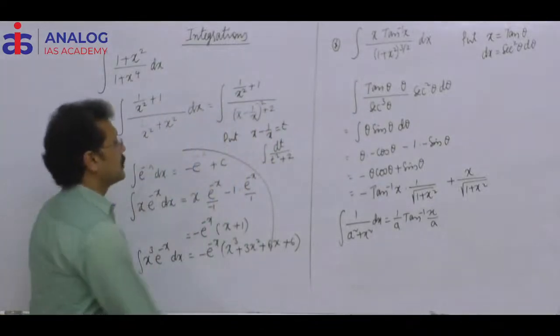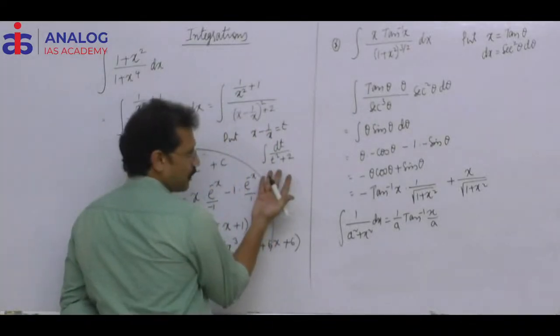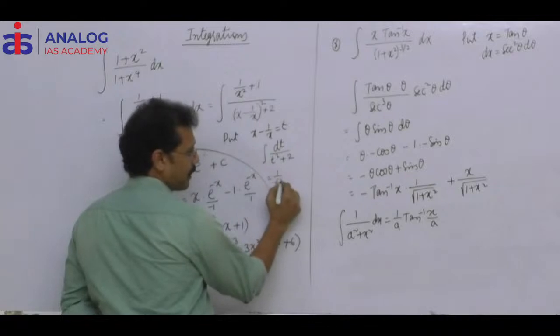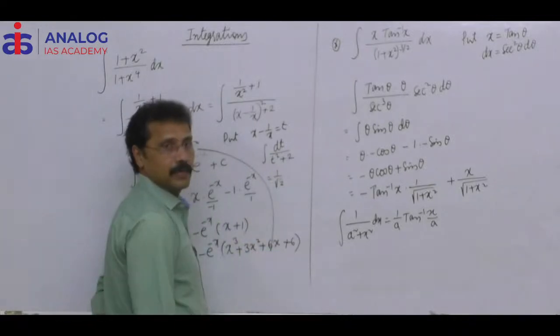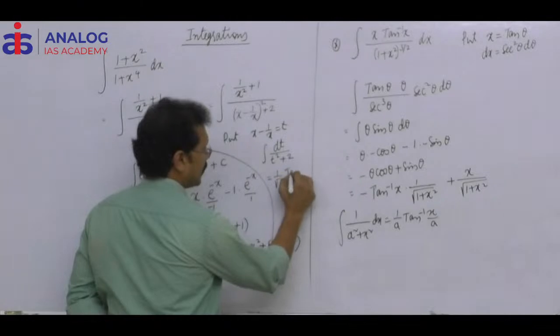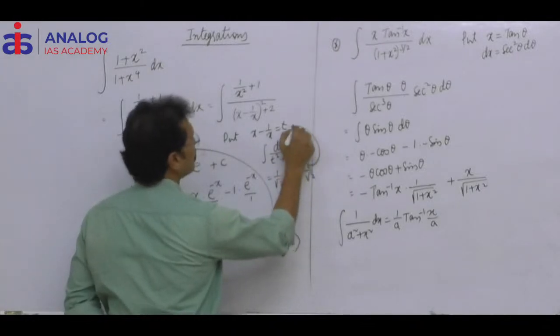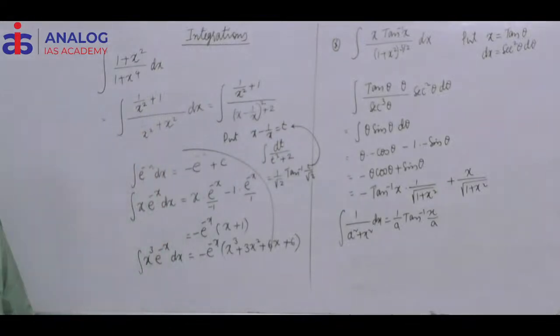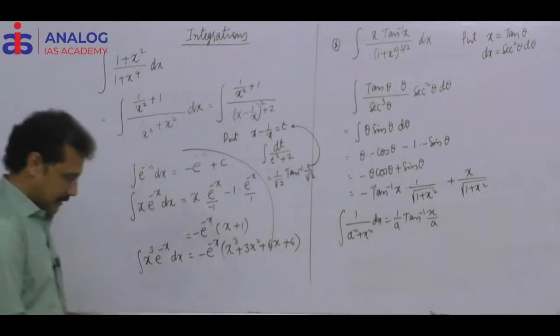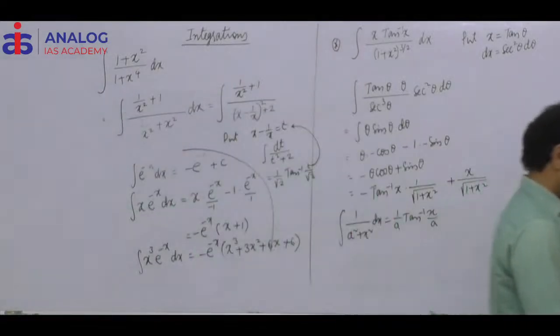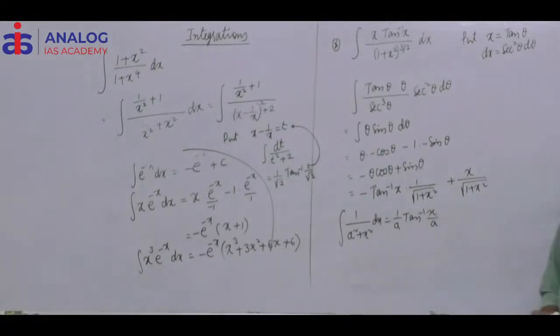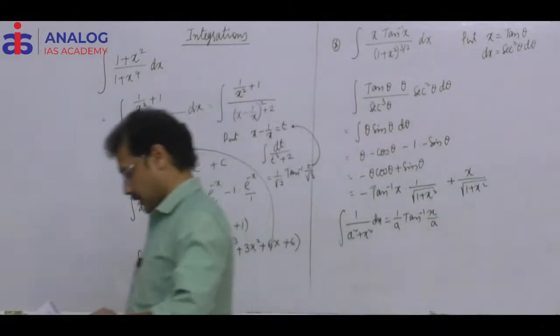So this is equal to 1 by a. What is a? A is root 2, so 1 by root 2 tan inverse t by root 2. And what is t? This one. That's it. Another way of doing things, not that this is the only way. Like this there will be so many varieties. Just keep doing the homework that I have given you, so many.